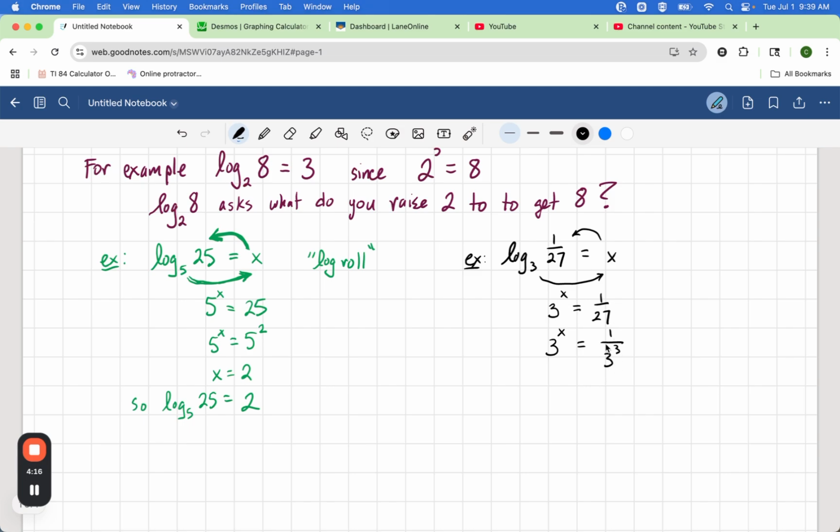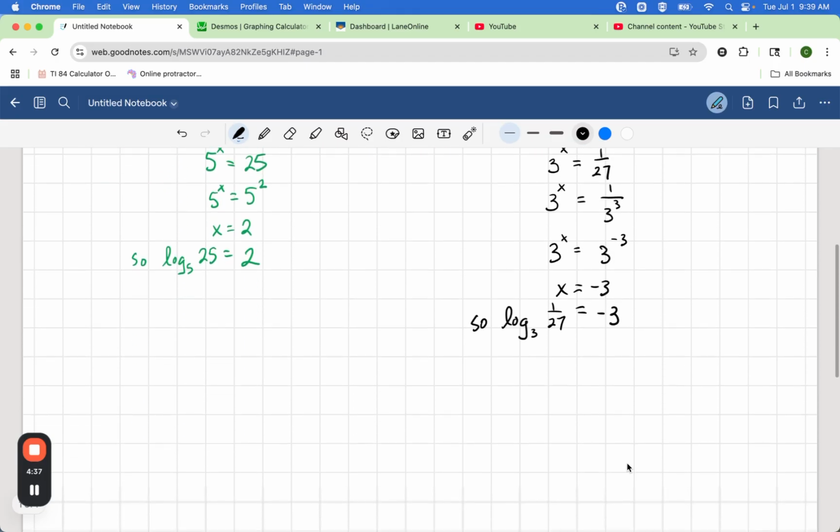And then this is the same as, remember, a negative exponent. So 3 to the x equals 3 to the negative 3. Therefore, x equals negative 3. So log base 3 of 1/27 equals negative 3.